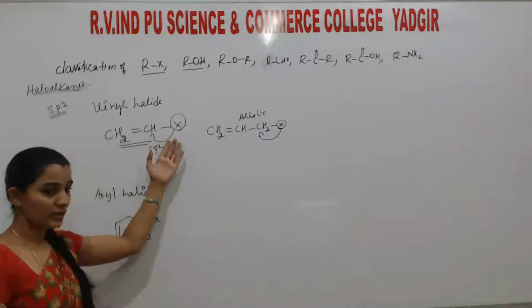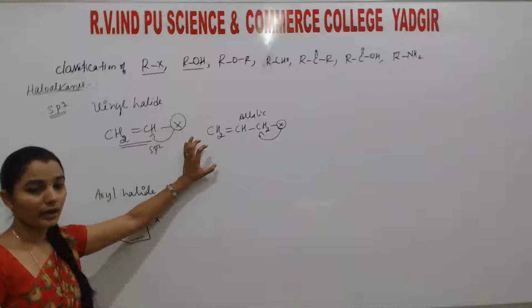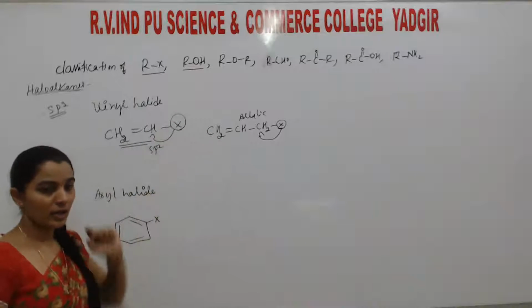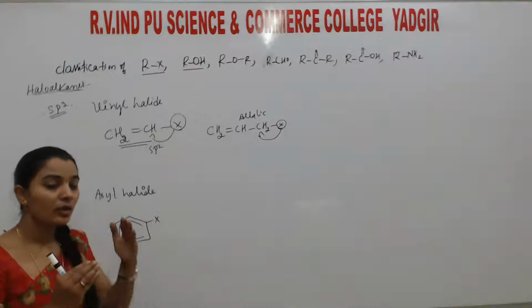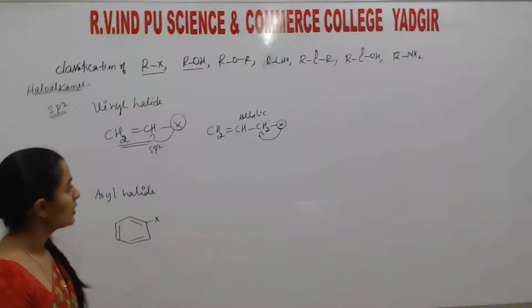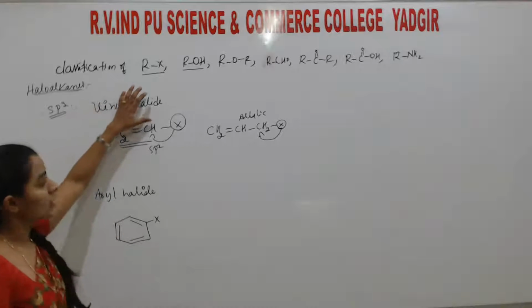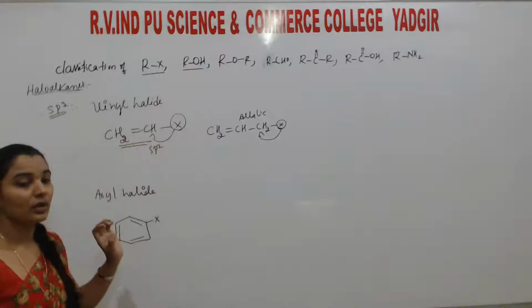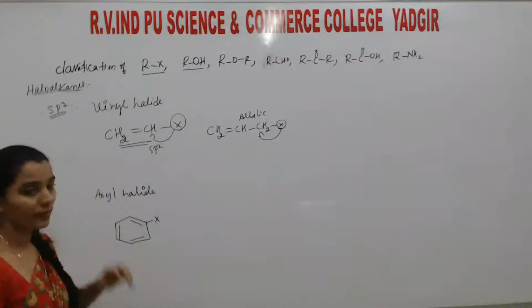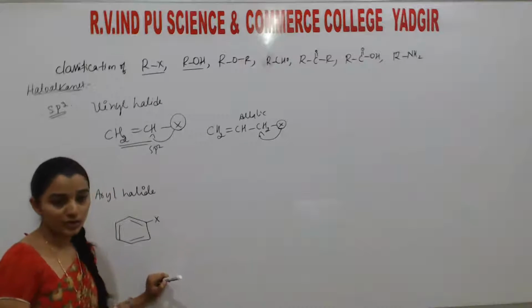The name of this is ethene or allyl ethene. That is the name of the compound. I am telling only classification, not the nomenclature. Okay? So this is one: based on the nature of halogen atoms, that is, attached to which type of carbon. And another one is based on the number of halogen atoms.